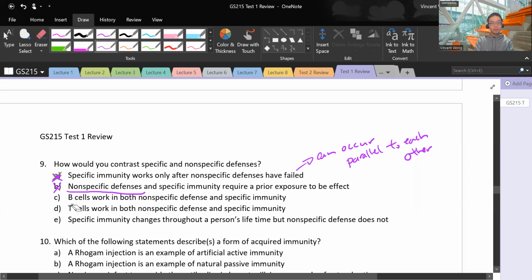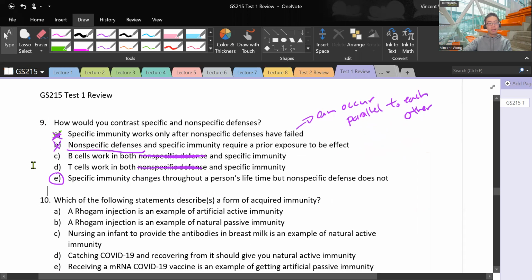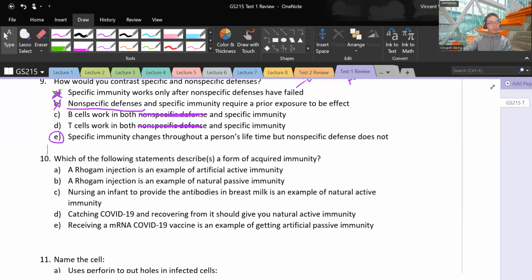Okay. B cell works in both non-specific and specific. It only works in specific, of course. T cells also only works in specific immunity, and that's the answer. Specific immunity changes throughout a person's lifetime because you get exposed to different things and then you gain extra immunity over the course of your life. That's why it's also called adaptive immunity, right? Okay, number 10 here. Let's give that a try as well.